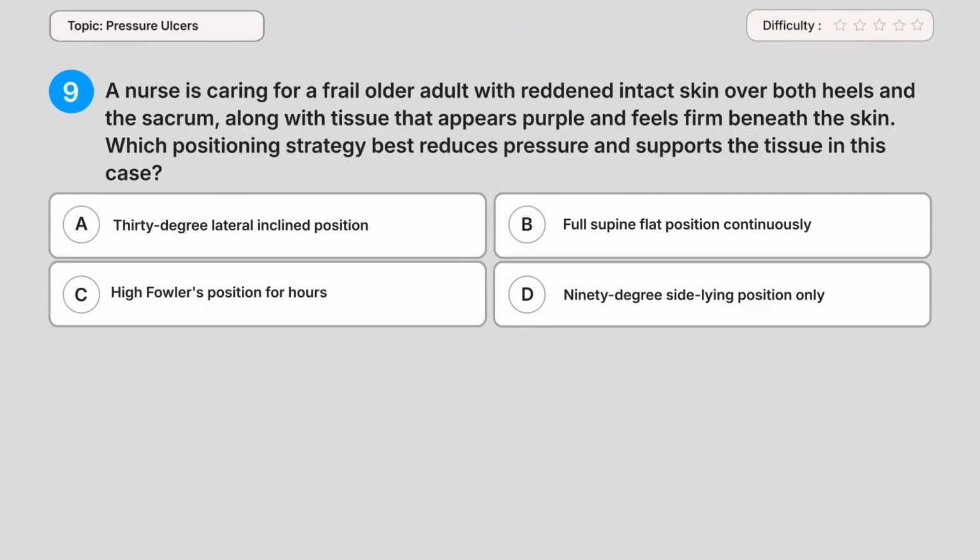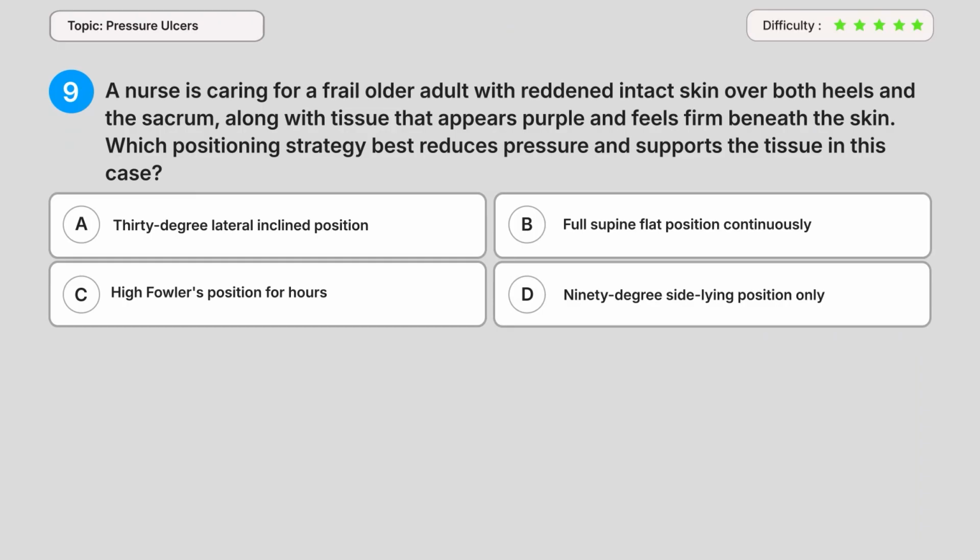Question 9. A nurse is caring for a frail older adult with reddened intact skin over both heels and the sacrum, along with tissue that appears purple and feels firm beneath the skin. Which positioning strategy best reduces pressure and supports the tissue in this case?